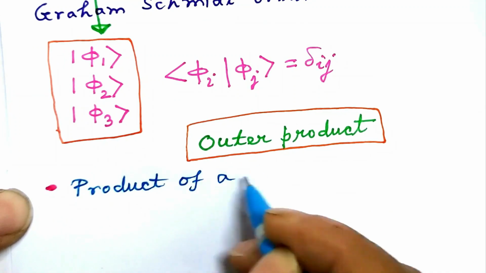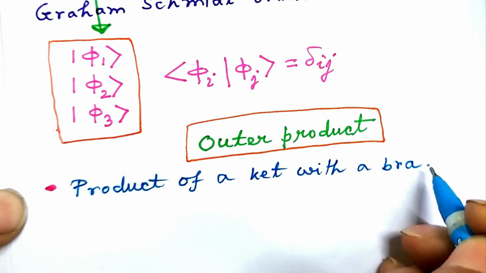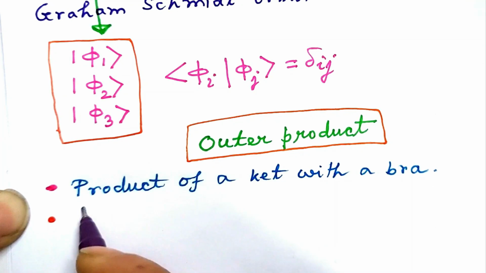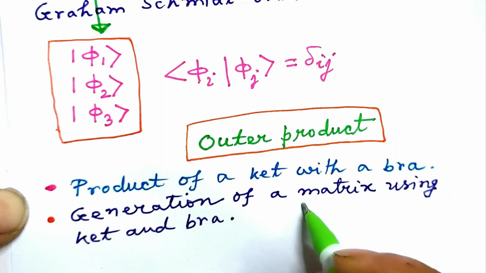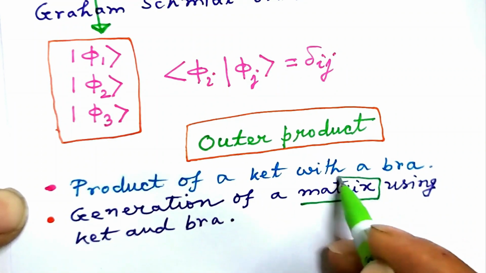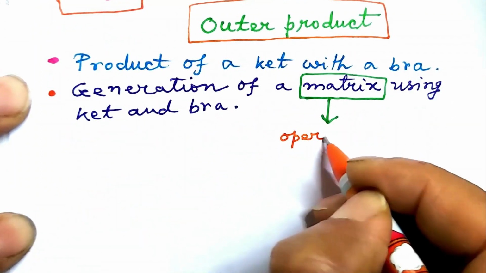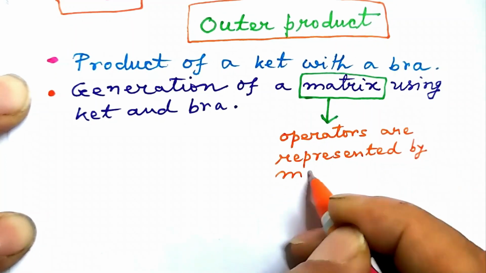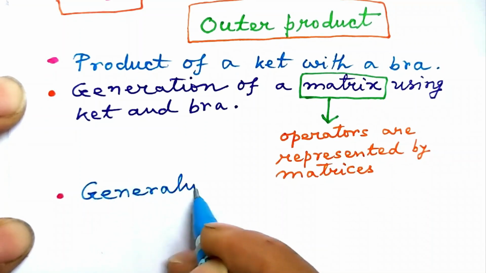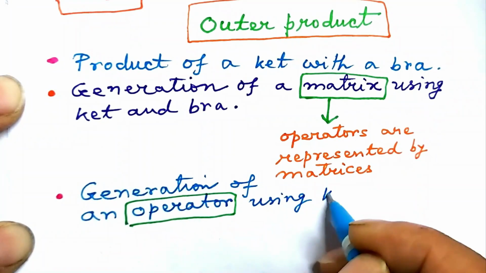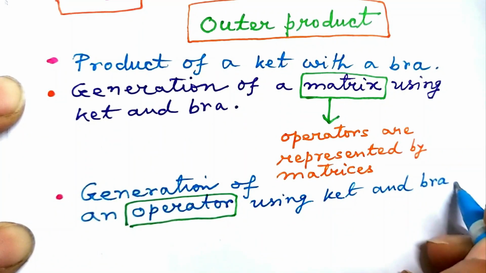Product of a ket vector with a bra vector is called outer product. This makes possible the generation of a matrix using ket and bra. And one of the importance of matrix is that operators are represented by matrices. It follows thus that the outer product makes possible the generation of an operator using ket and bra. How is it possible? Let us see.